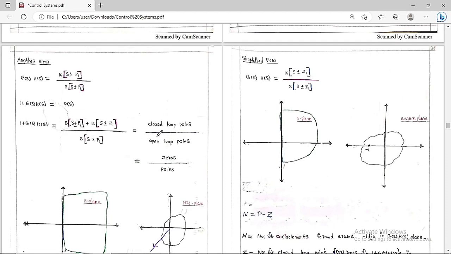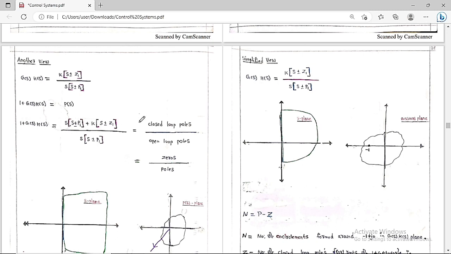So finally, to easily remember the concept, we are given the open loop transfer function G(s)H(s) equal to K into (s plus or minus z1) by s into (s plus or minus p1). I am going to take P of S as the characteristic equation. If we substitute this value and simplify, we get [s(s plus or minus p1) plus K(s plus or minus z1)] by s(s plus or minus p1). For P of S, this is the numerator and this is the denominator. Numerator roots are called the zeros and denominator roots are called the poles. But actually, this is the characteristic equation.